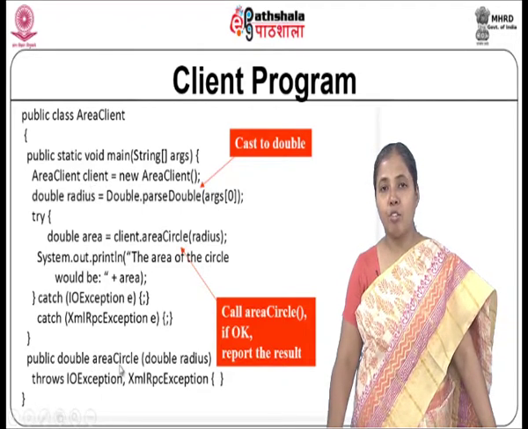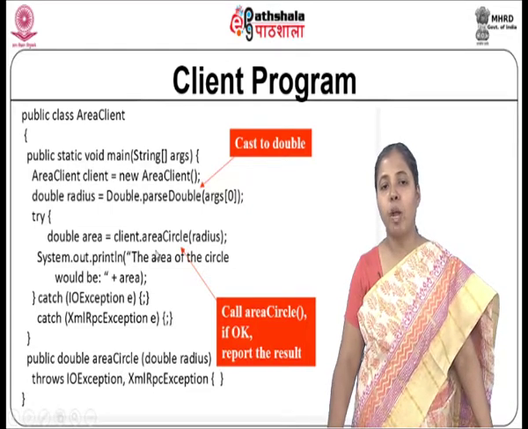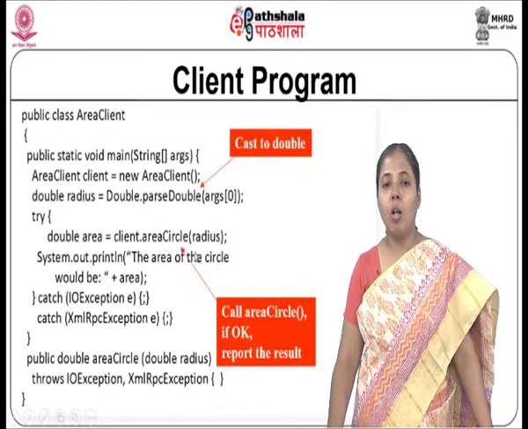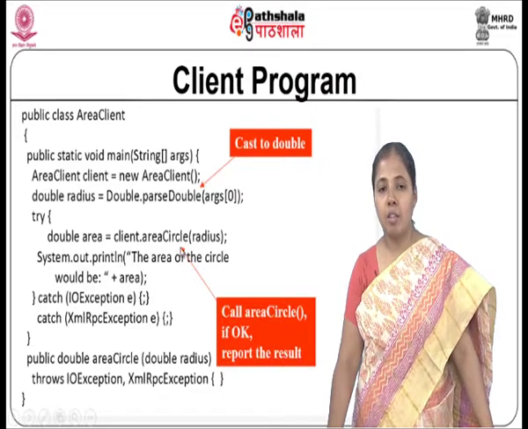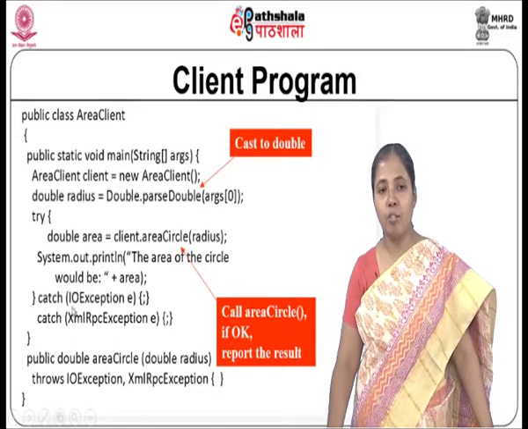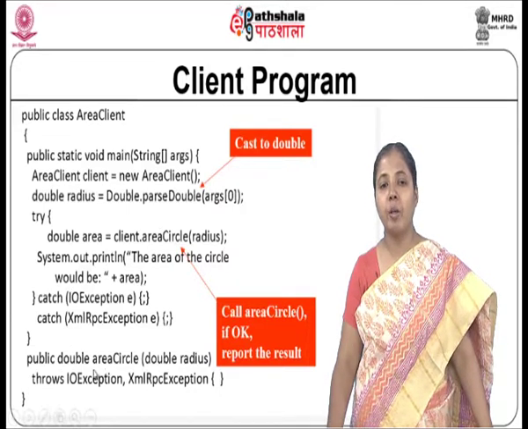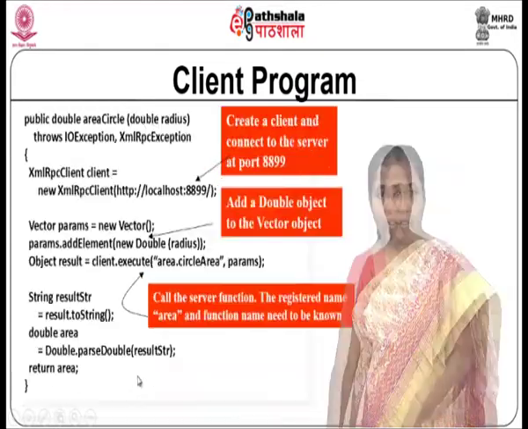Area circle is the one which we are going to see in the next slide. So, you write a program to define the method called area circle, and once you call this area circle passing the radius, you will get the result. So, the area of the circle would be printed here. This area circle has to be defined, so within this class area client, we have a method called area circle which would be defined here.